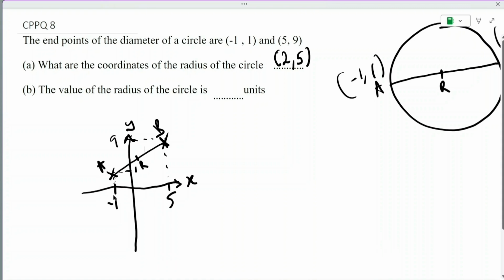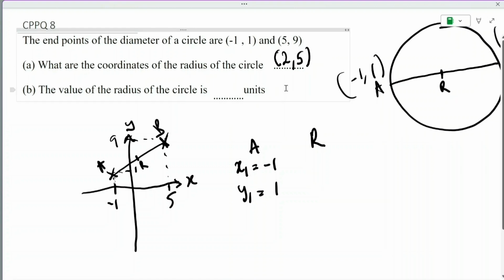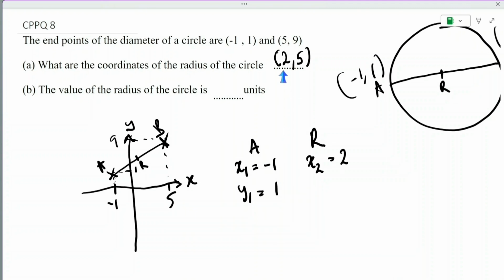Let's write the coordinates down. For A, minus 1, 1: x1, that's A carrying the x1 value, will be minus 1. Then the y1 value, which is the y coordinate of A, is 1. For the coordinates of R, which we just calculated, we have the x coordinate as 2. So we say x2 is 2. Then y2, which is the y coordinate of the center, is 5.